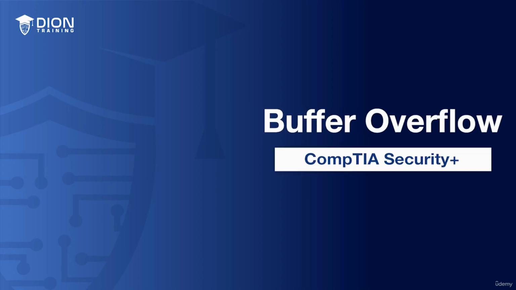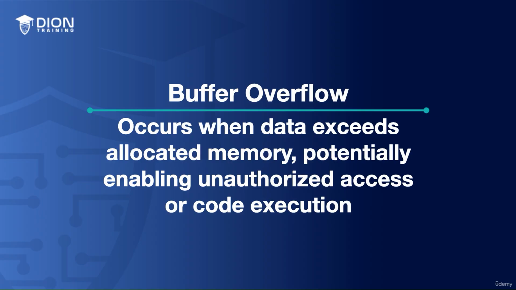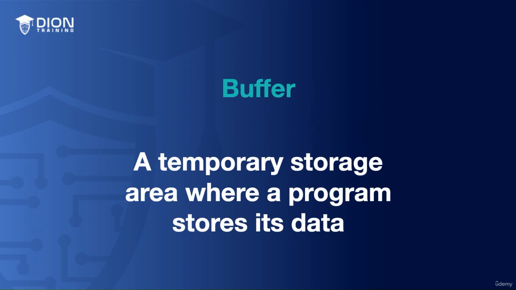In this lesson, we're going to discuss a buffer overflow. Now, a buffer overflow occurs when a process in a program stores data outside the memory range allocated by the developer. Now, this begs the question, what exactly is a buffer? Well, a buffer is simply a temporary storage area that a program is going to use to store its data.